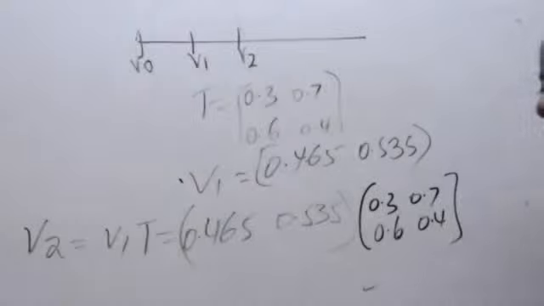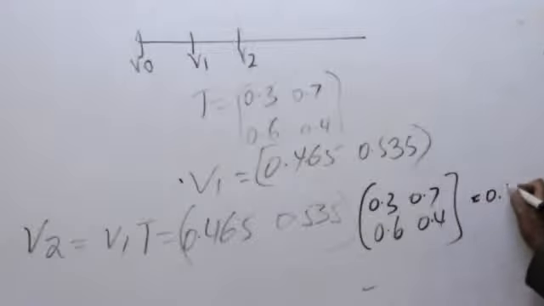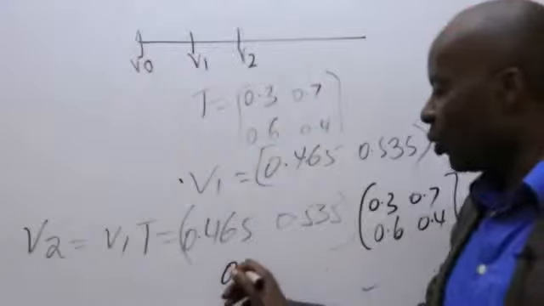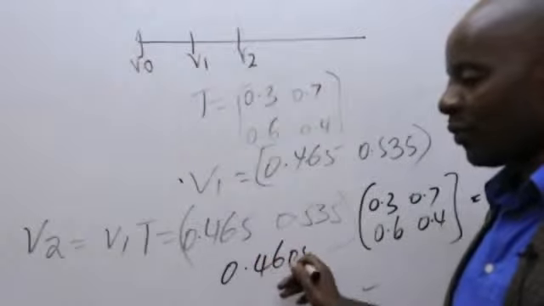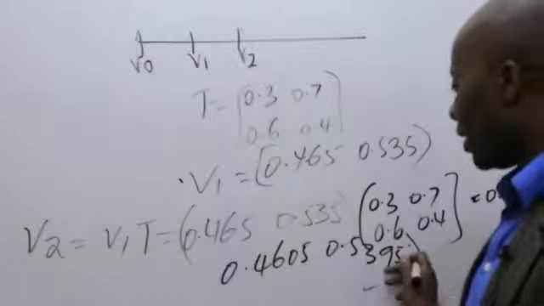So we have 0.46, 0.5, and then for vector 2, 0.4605, and then 0.5395.